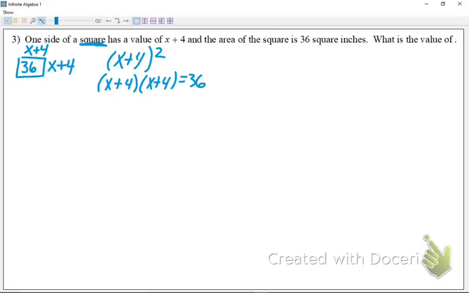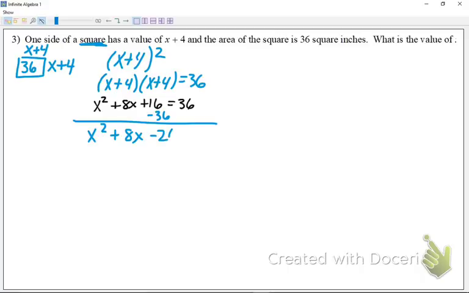But you should end up with x squared plus 8x plus 16 equals 36. Move that 36 to the other side because it's a no-go on the right-hand side, and you get x squared plus 8x minus 20 equals 0.